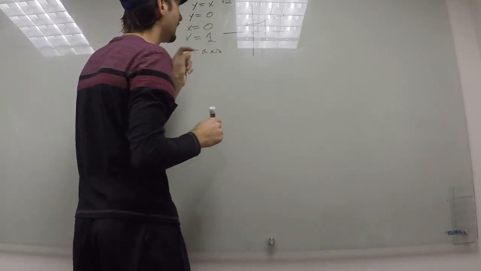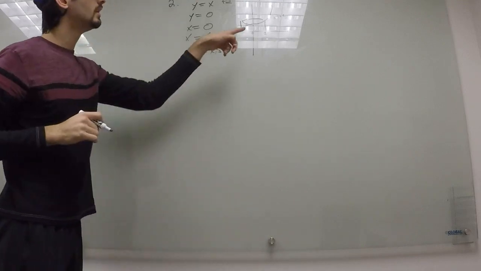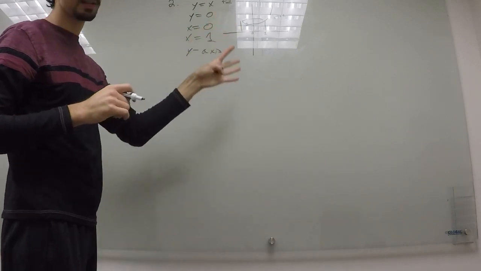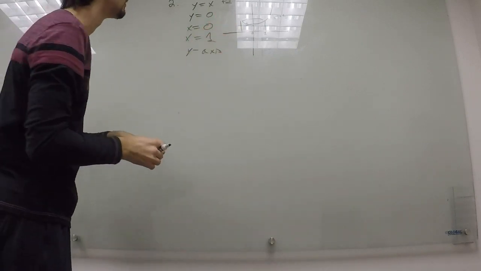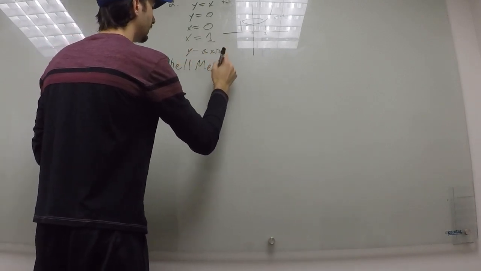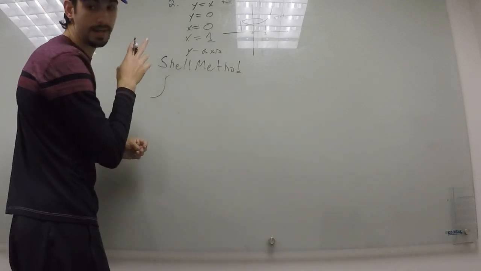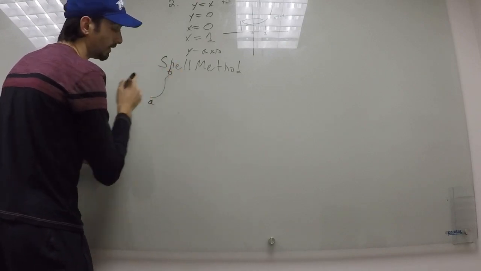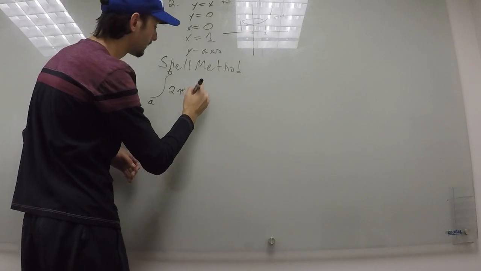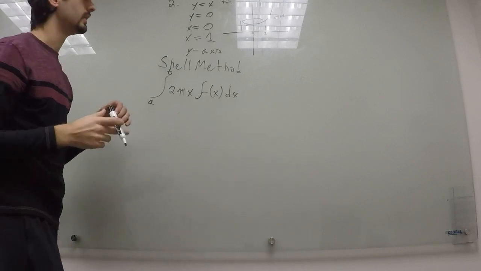And now we are going to rotate it about the y-axis, so it's going to create this little shell. Basically, because it's creating this solid, we're going to use the shell method. So the shell method for finding the volume is basically, when you're doing y-axis rotation, the integral going from a to b, 2 pi x f(x) dx.